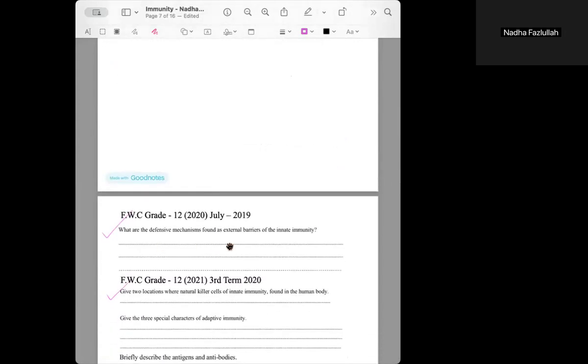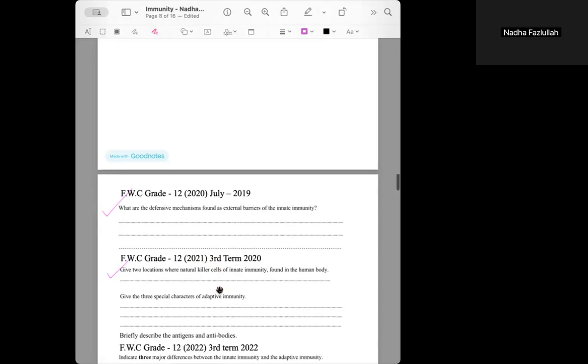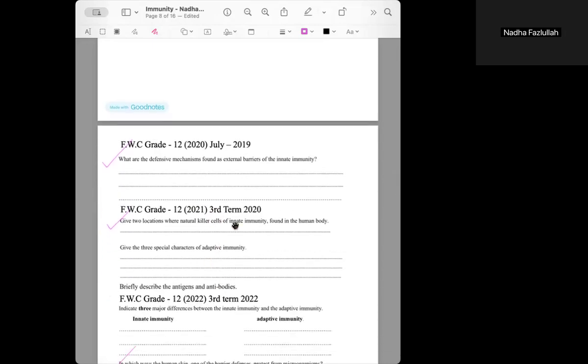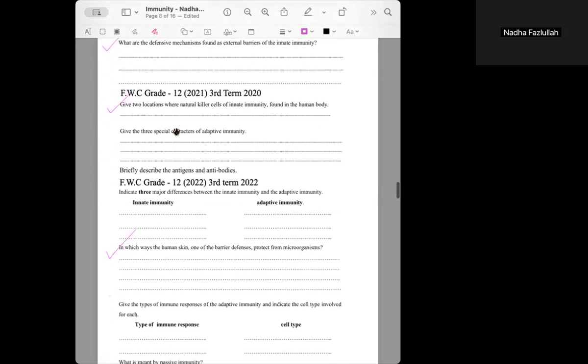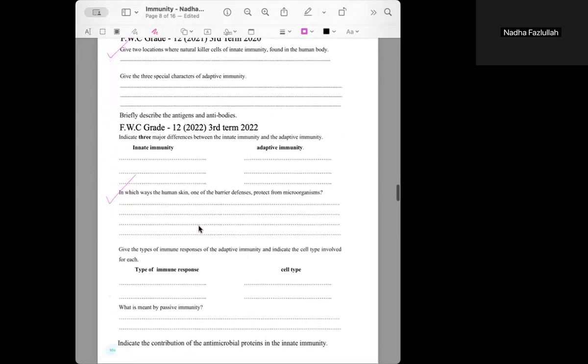What are the defense mechanisms found as external barriers of innate immunity? They have given you 3 lines. What are they expecting? Human skin, mucous membrane, and secretions of various glands. That's it. Give 2 locations where natural killer cells of innate immunity are found in the human body. You can say blood. You can say some tissues or organs such as spleen or lymph nodes. I told you locations are important. So they are asking you direct questions. These are FWC paper questions.